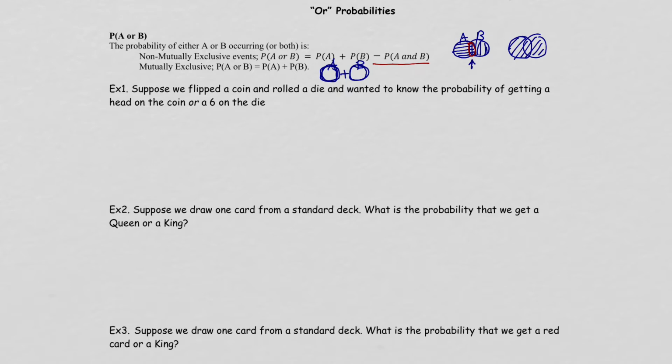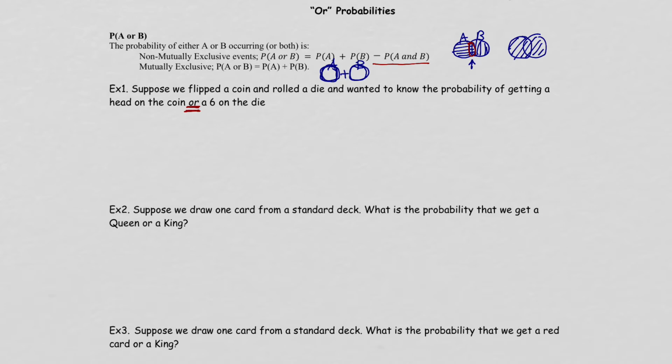Let's look at example 1. It says, suppose we flip a coin and roll a die and want to know the probability of getting a head on the coin or a 6 on the die. We did the same type of problem with independent events, but this time the wording is different. The only wording difference is OR. So that's why we're not using independent events. We don't use multiplication because it's an OR, not an AND.